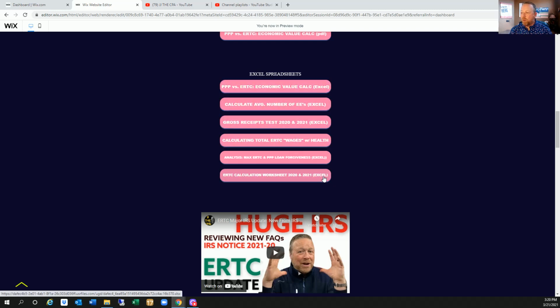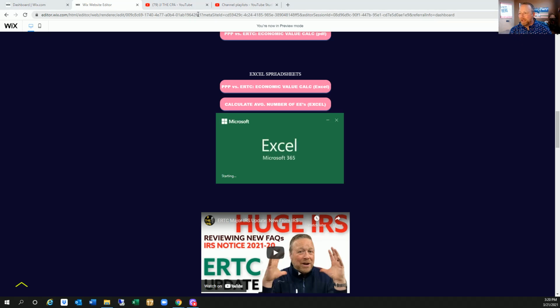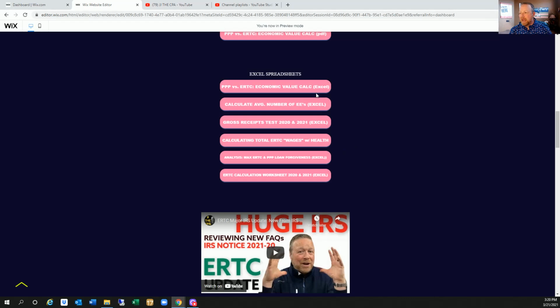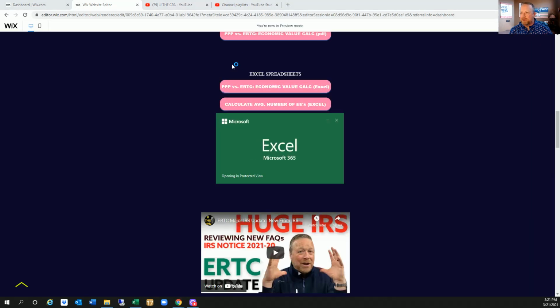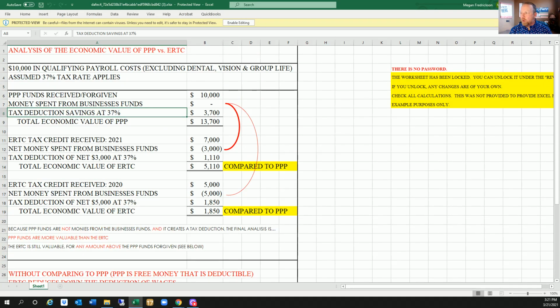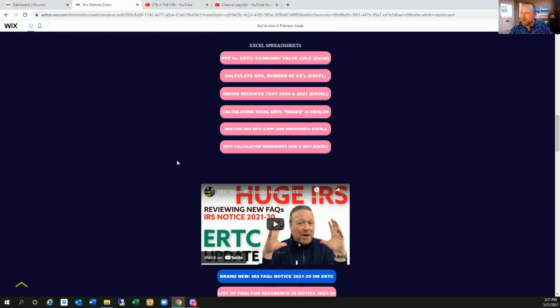In Seminar 1, this was the only Excel spreadsheet. In Seminar 2, I added all of these Excel spreadsheets. We went through the gross receipts test, but I've got an Excel on how to calculate the average number of employees, which is fairly straightforward, but nonetheless giving you an example of that. Talking about the economic value, meaning if you're having to choose between PPP and ERTC, what is the analysis to make sure that you're taking advantage of the most?